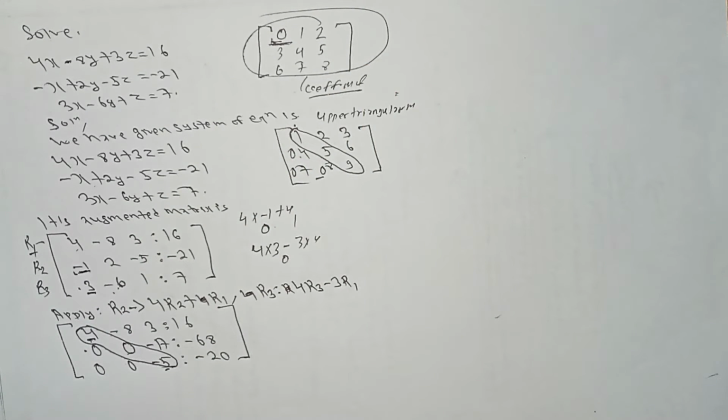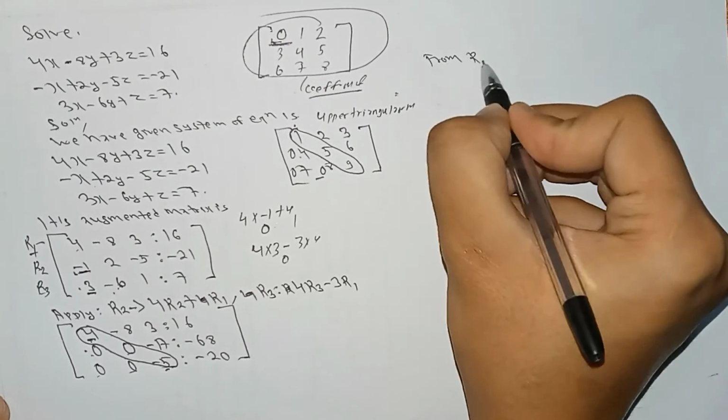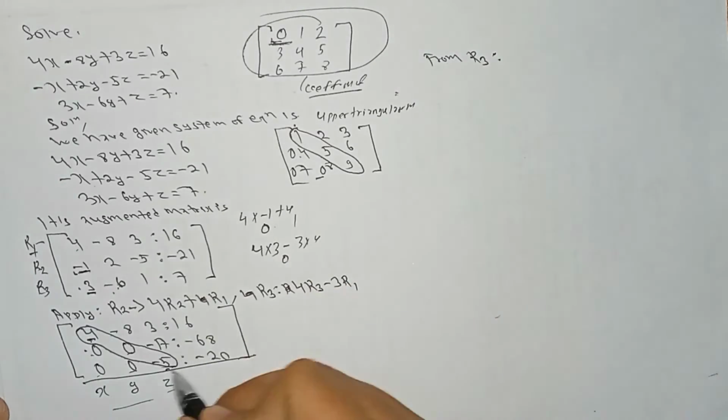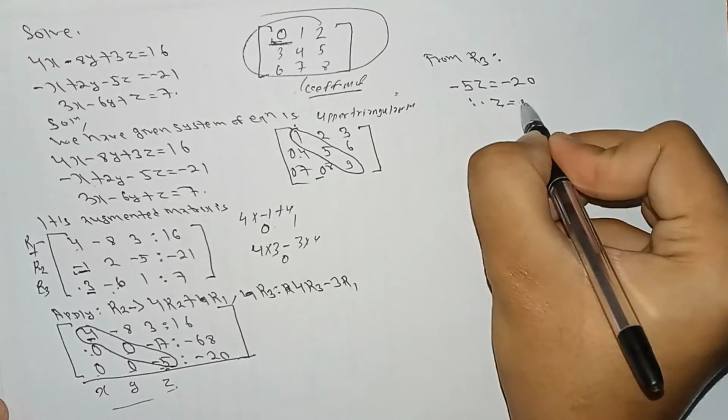I have done this question earlier. So it is the upper triangular matrix. This is the leading diagonal, and below this we obtain 0 0 0. Now from row 3, here this is x, this is y, this is z, so we don't need to write these terms. Here we have -5z is equal to -20, so we can write z is equal to 4.